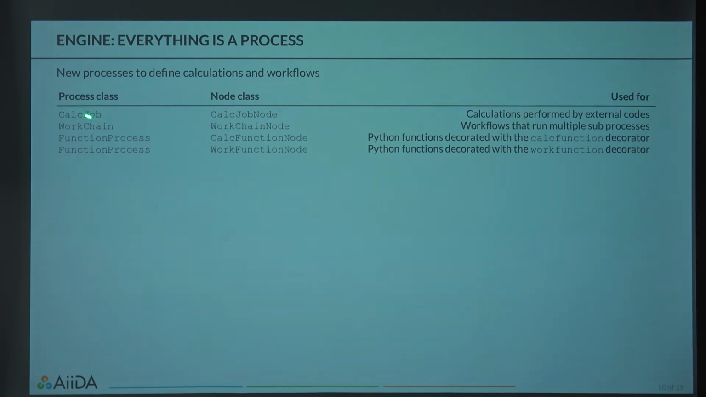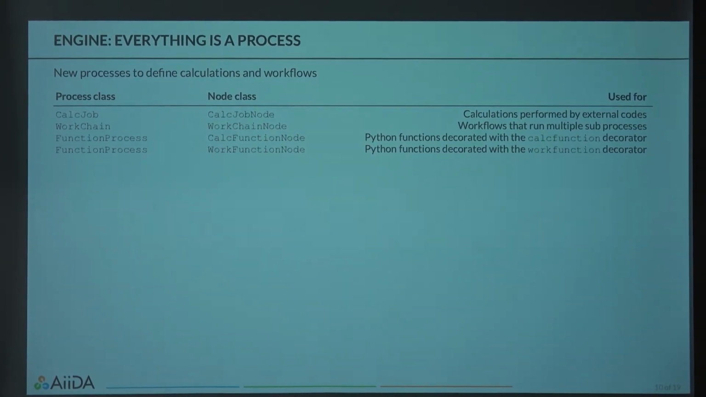We have the calcjob class that produces, when executed, a calcjob node, and these are the calculations that are performed by external codes, anything that you run on a scheduler as a binary, for example. The work chains are the most advanced way of writing a workflow. They will create a work chain node, and that is exactly to define a workflow that runs multiple processes. And these are the classes corresponding to the calc function and work function decorator.